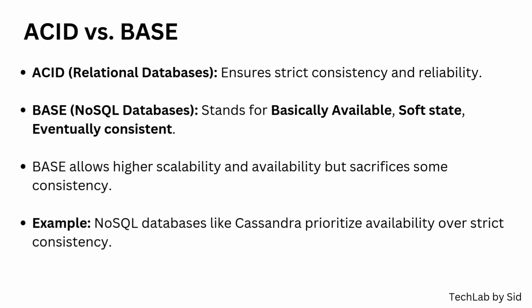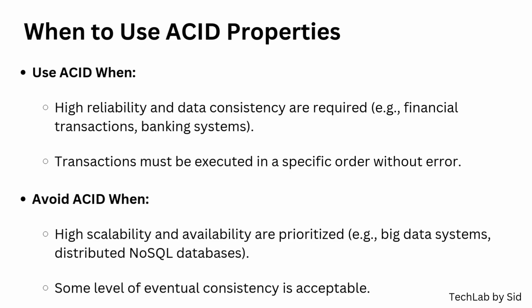Depending on the use case, developers may choose one over the other, depending on whether consistency or availability is more important. Given the differences between ACID and BASE, it's important to understand when to use ACID properties. ACID is ideal for transactional systems where data integrity is paramount. This includes systems like banking, online shopping, and other financial systems where consistency, accuracy, and reliability are critical.